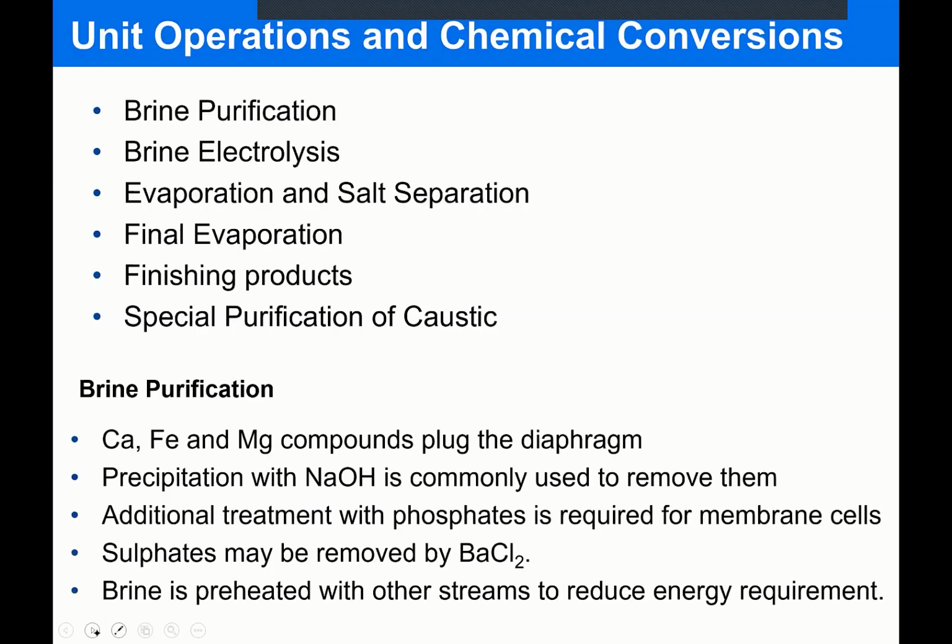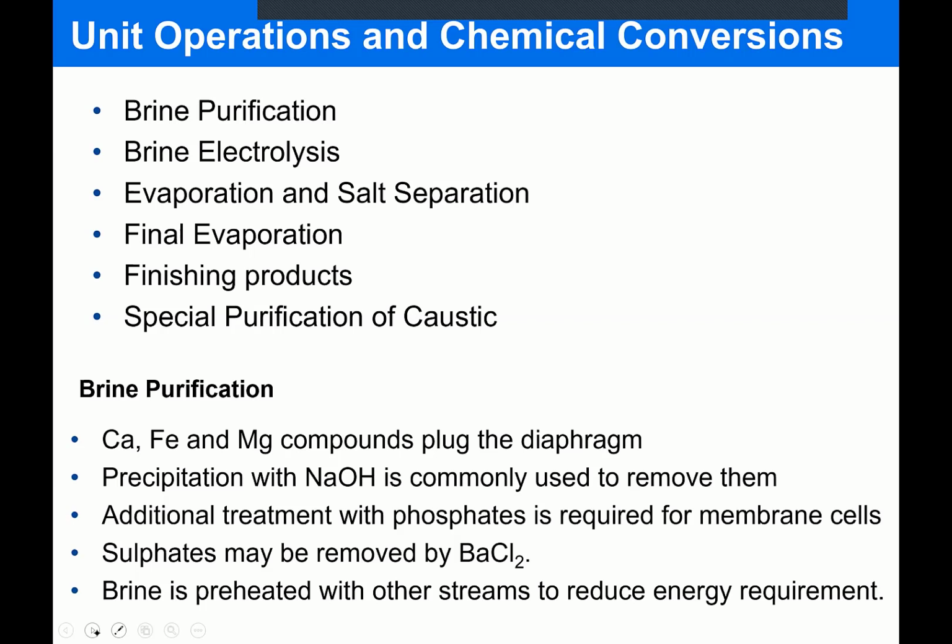The unit operations and different chemical conversions during the chloralkali process include purifying the brine starting material and then the electrolysis into the products, evaporation and separation of salts, and the final evaporation and finishing of the products, and special purification of the sodium hydroxide product. The brine purification, as we said, has to get rid of any impurities that include calcium, iron, magnesium salts, which will typically plug the separator diaphragm.